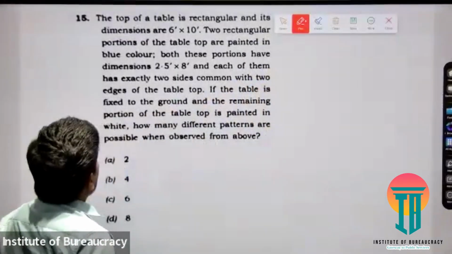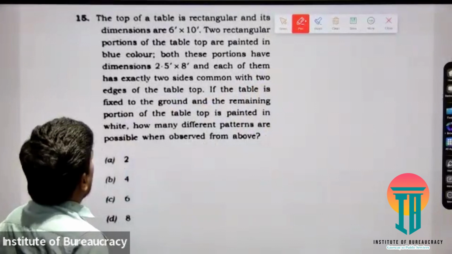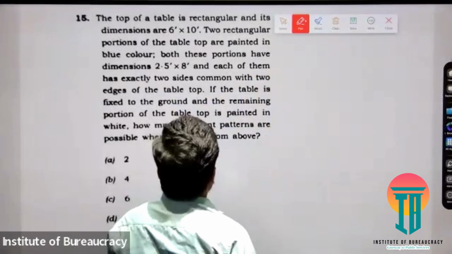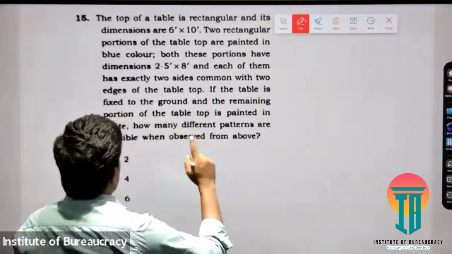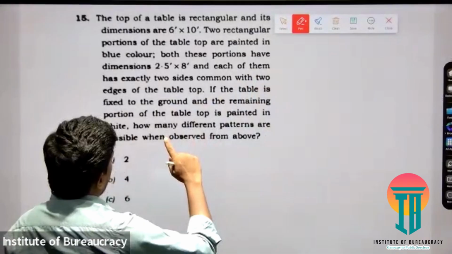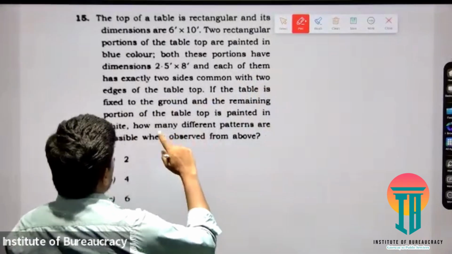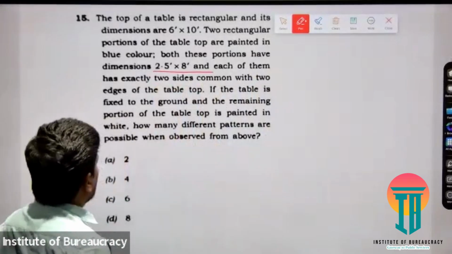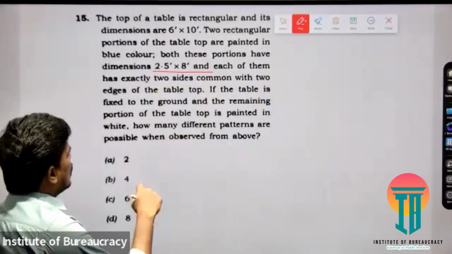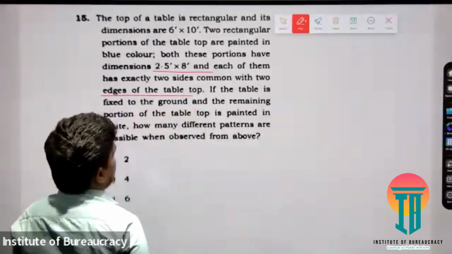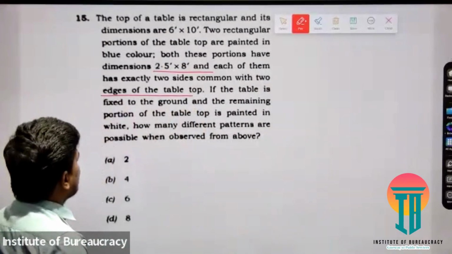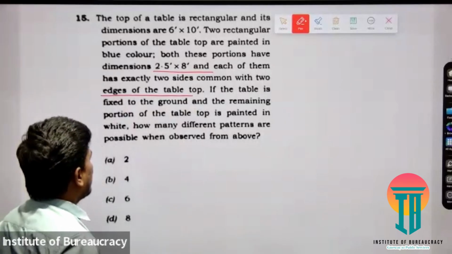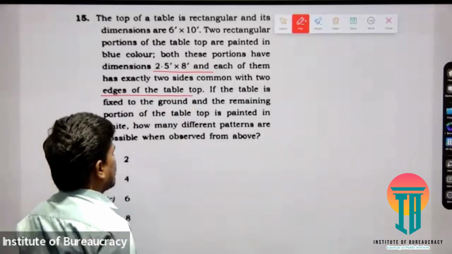Okay. The top of a table is rectangular and its dimensions are 6 into 10 inches. Two rectangular portions of the table top are painted in blue color. Both these portions have dimensions 2.5 into 8 inches and each of them has exactly two sides common with two edges of the table top. If the table is fixed to the ground and the remaining portion of the table top is painted in white, how many different patterns are possible when observed from above?